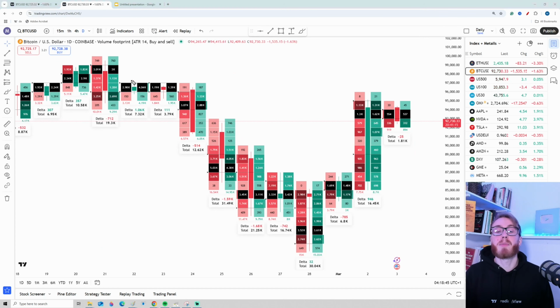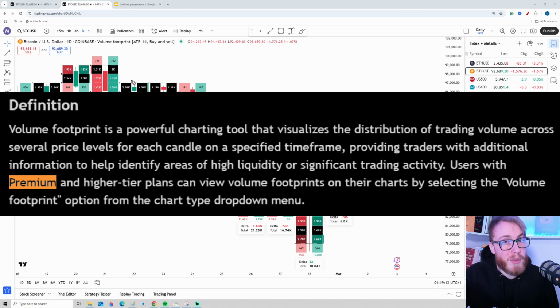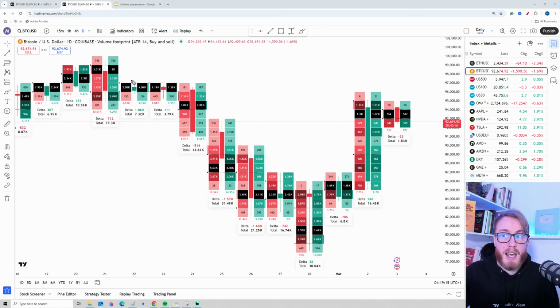Now, and this is very important, if you are not able to open up the volume footprint, it's probably because you have a TradingView plan that does not support the volume footprint chart. As I'm recording this video, I think volume footprint is only available for TradingView Premium, or maybe it was Essential, but personally I'm using TradingView Premium.